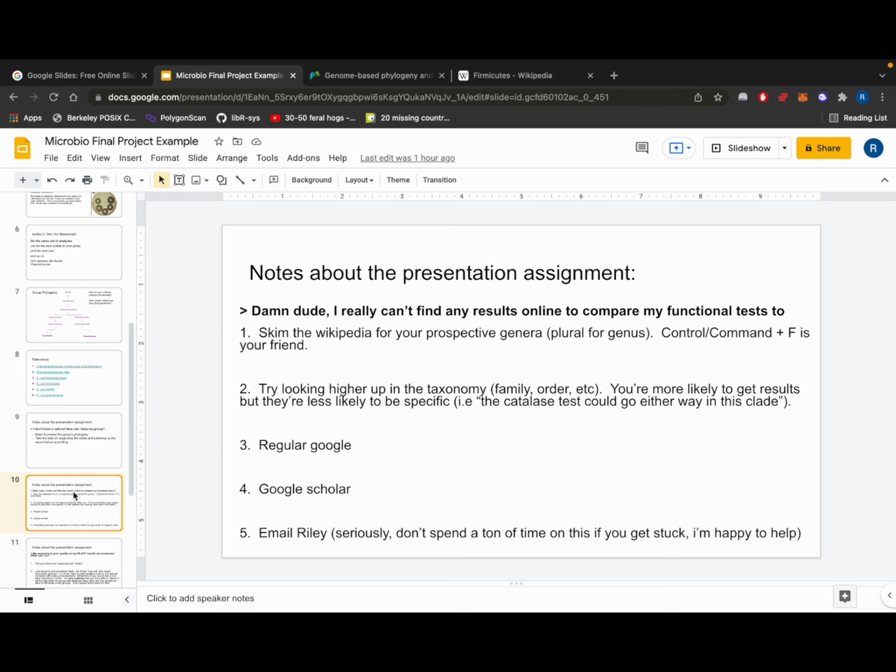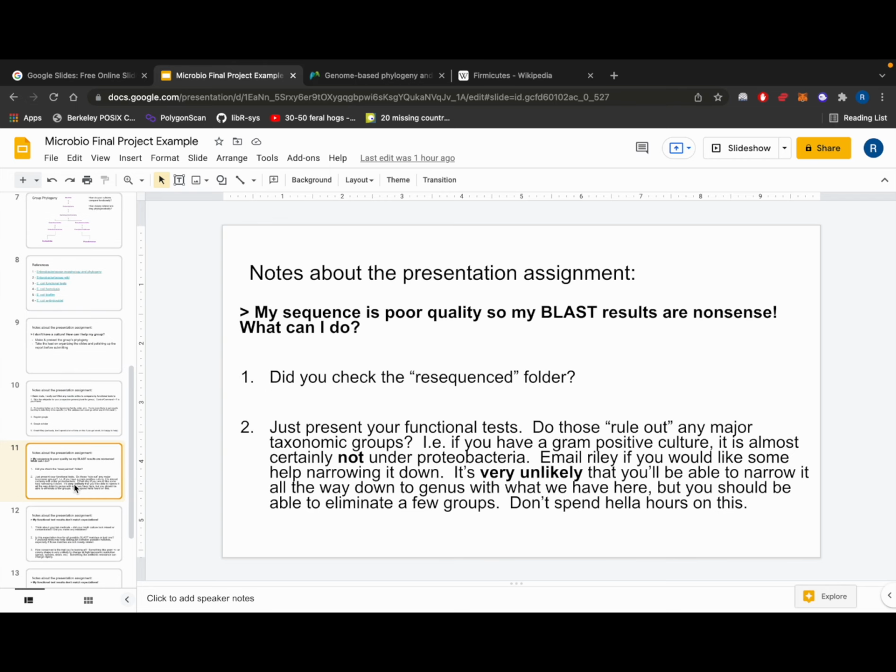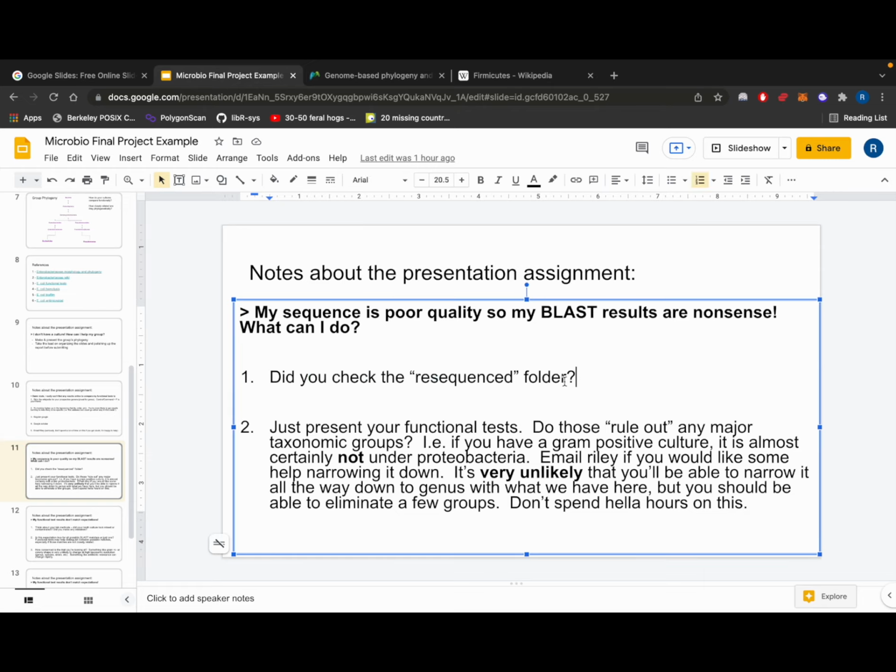I think I already said this actually, if your sequence sucks, we resequenced most of the sucky sequences. If you can check the resequenced folder, you might be in luck. If this still didn't work out for you for whatever reason, you can just present your functional tests, and those could potentially rule out major taxonomic groups. For example, the gram stain is just tremendously powerful in terms of determining what your bacteria can and can't be.